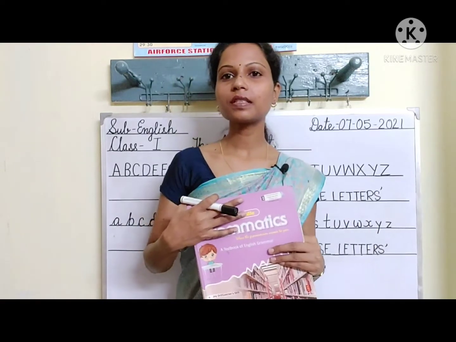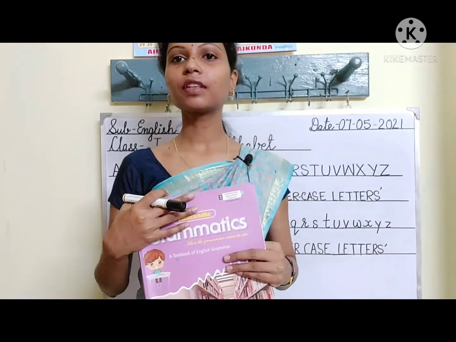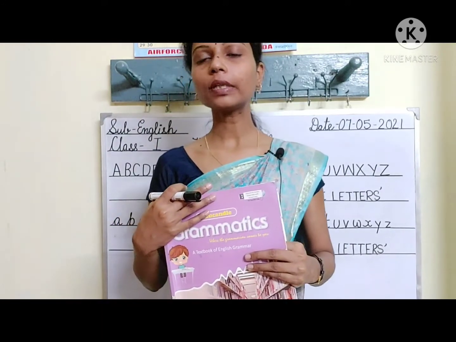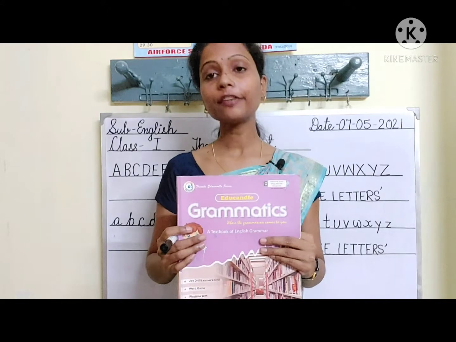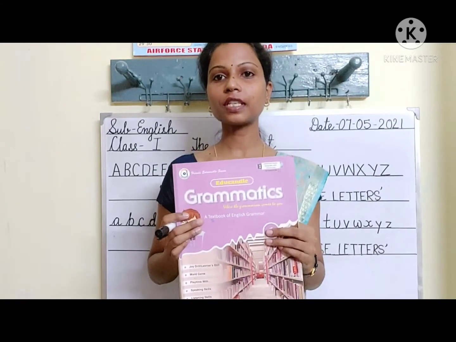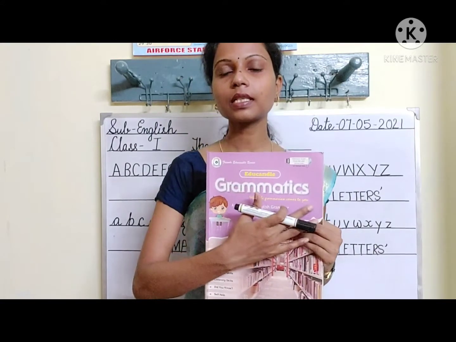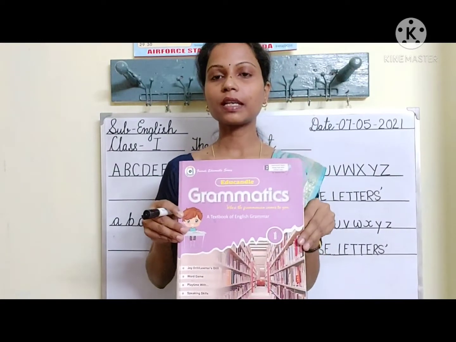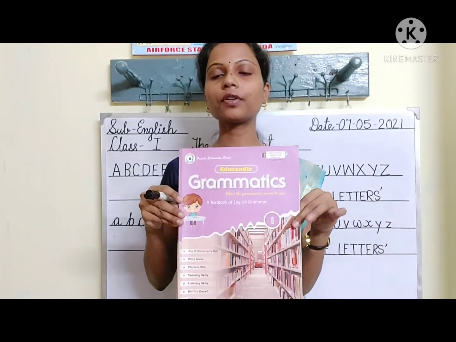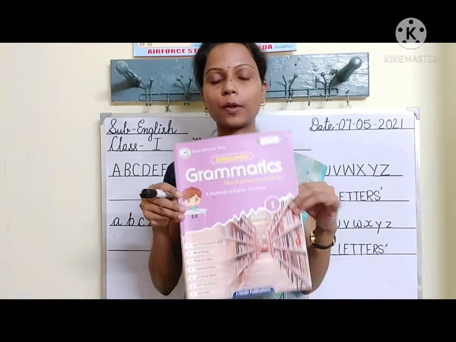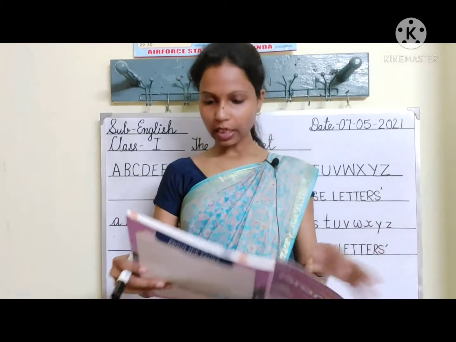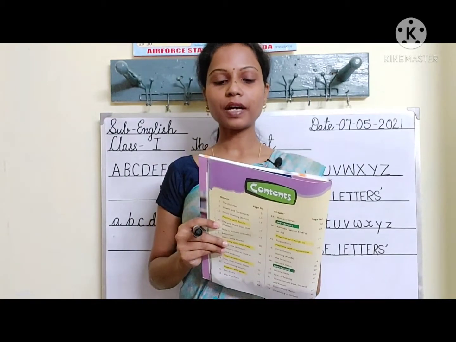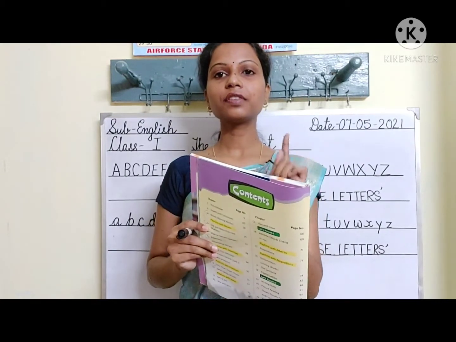So in the previous class we have finished one chapter from which book? English reader book. So today we are going to start the first chapter from your English grammar book. So for this, every one of you please take out your English grammar book. Okay, take out page number 5. On page number 5, the first chapter is given.